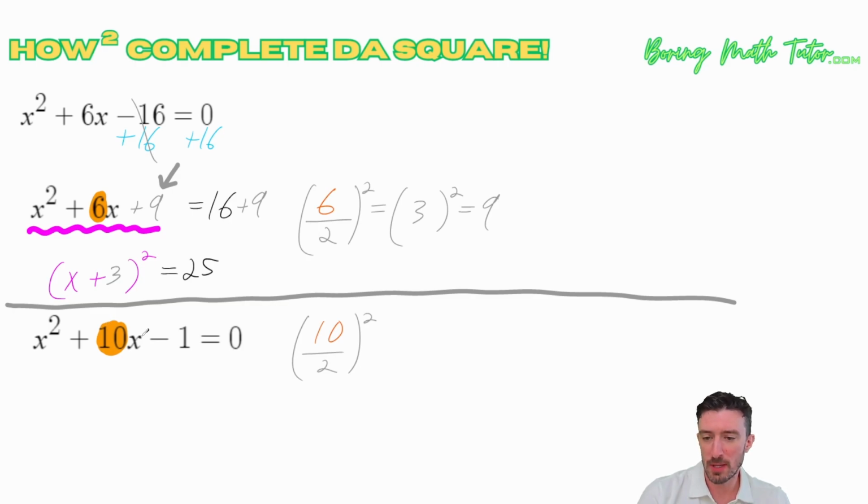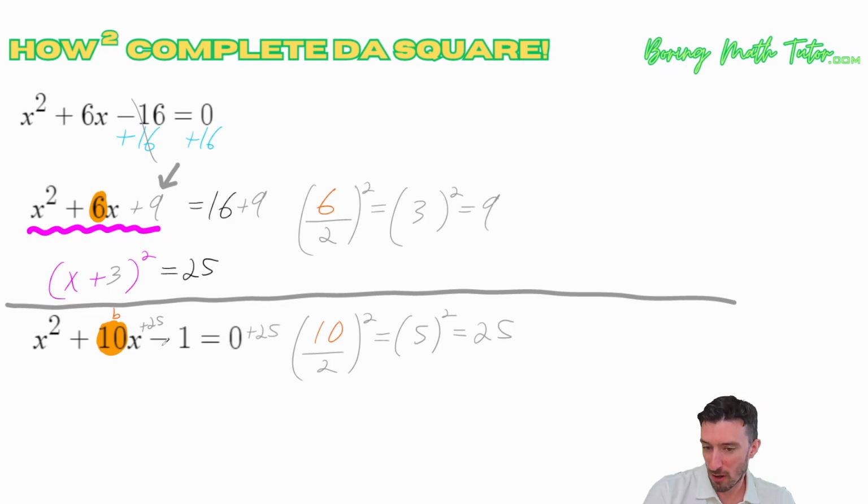It's always going to be whatever this number is. Sometimes we call it b. We're always going to divide it by 2 and square it. So always the number in front of the x, divided by 2 and square it. So in this case, that gets us 5 squared, which is 25. So that's now the number that we have to add to both sides. We have to add it to the left side and add it to the right side.